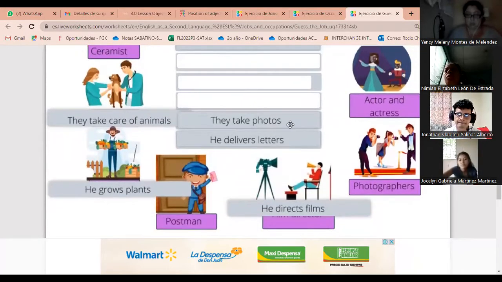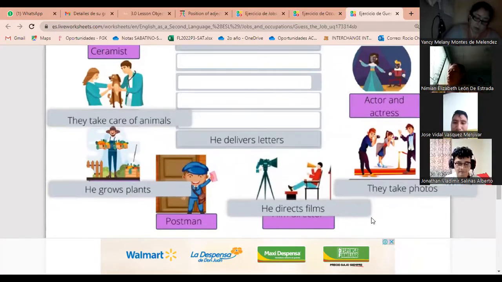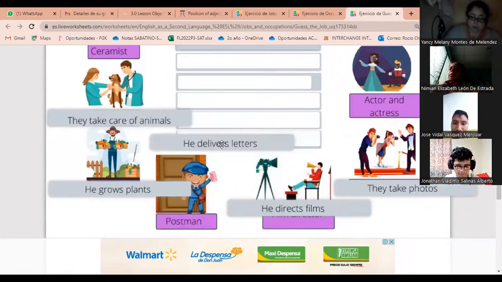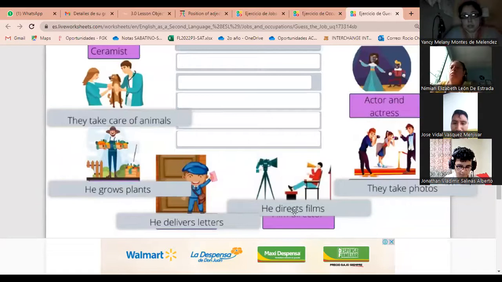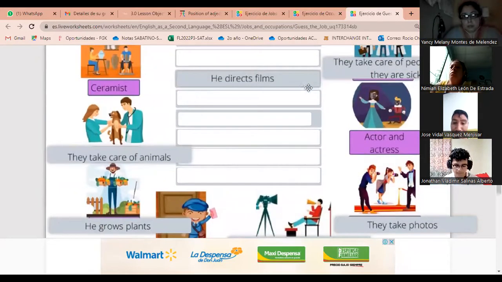They take photos. Photographers. Okay. Oh, he delivers letters. Postman? Exactly. The postman, right? And, well, the last one. We have two films right here. He directs films and also.